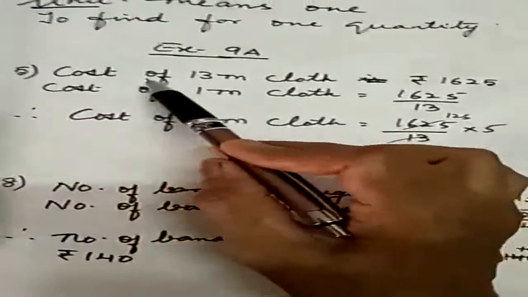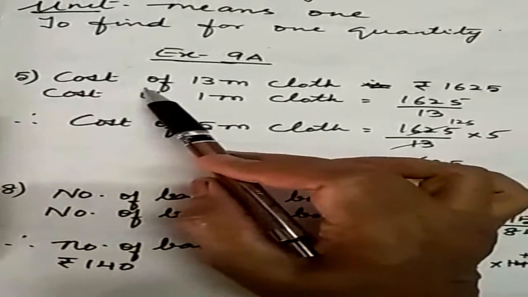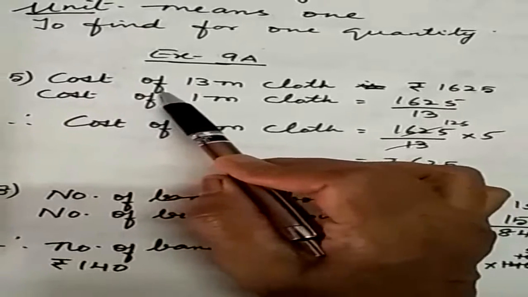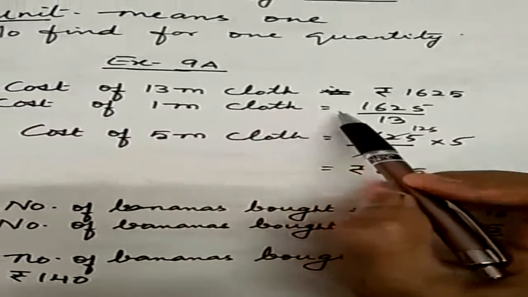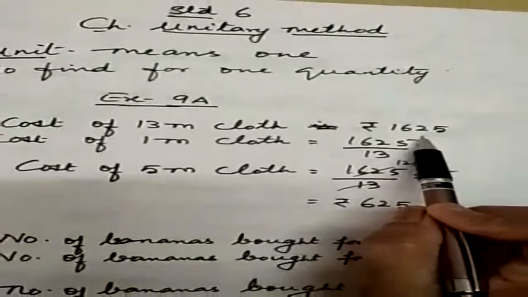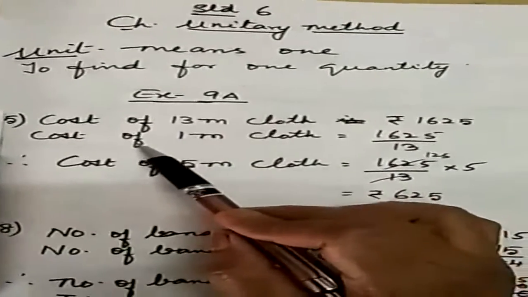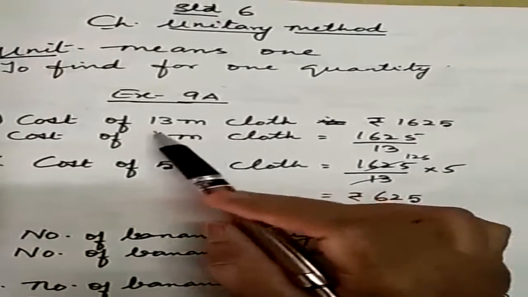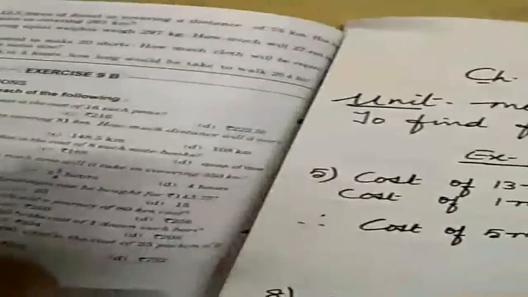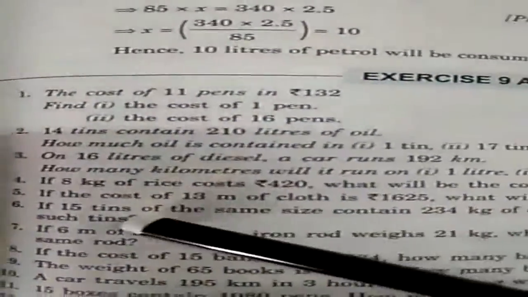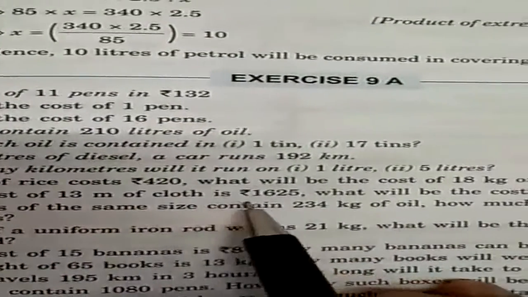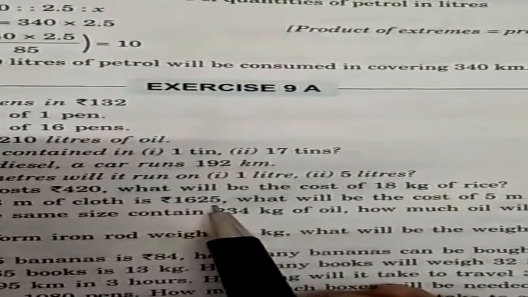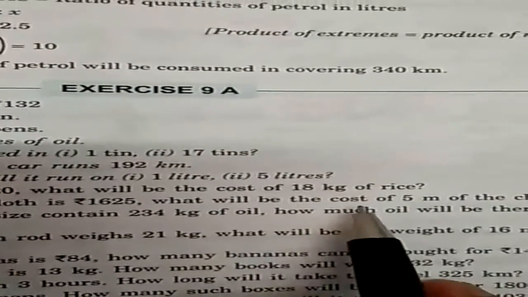Now I have taken from Exercise 9A, number 5. Read the question. It is given that the cost of 13 meter of cloth is rupees 1625. It is a unitary method. If the cost of 13 meter of cloth is rupees 1625, what will be the cost of 5 meter?